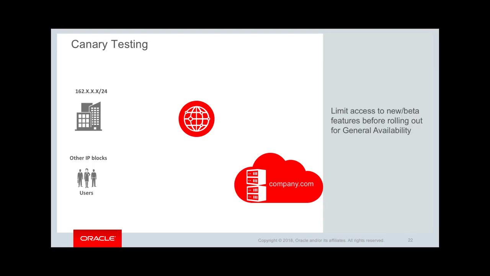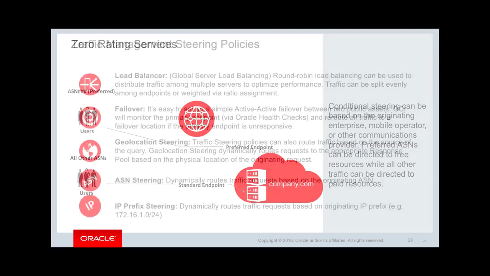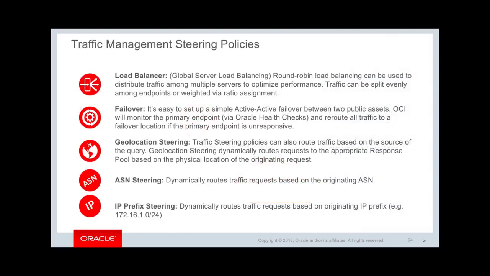Then a couple more examples where you can use the IP prefix for canary testing, or use an ASN number for steering your traffic to a particular workload within the cloud. So let's go and take a look at the different traffic management policies available within OCI. You have the load balancer traffic management steering policy, failover, geolocation steering, and then ASN steering and IP prefix steering.